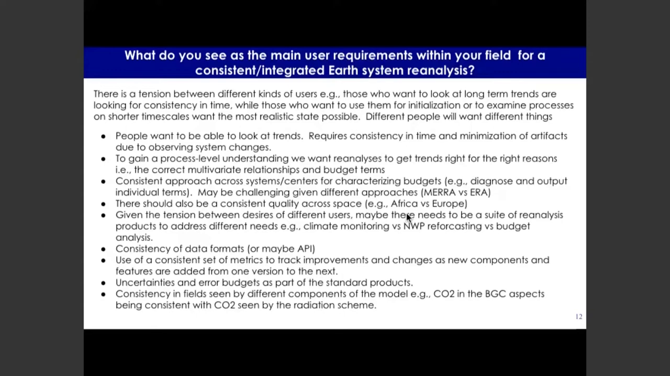So, it's Cecile. Cecile, did you have a question? Yeah, it's a comment, but it's on Ron's comment. So if there's someone in the room that wants to keep that discussion about one versus several reanalyses, we can finish that off first.